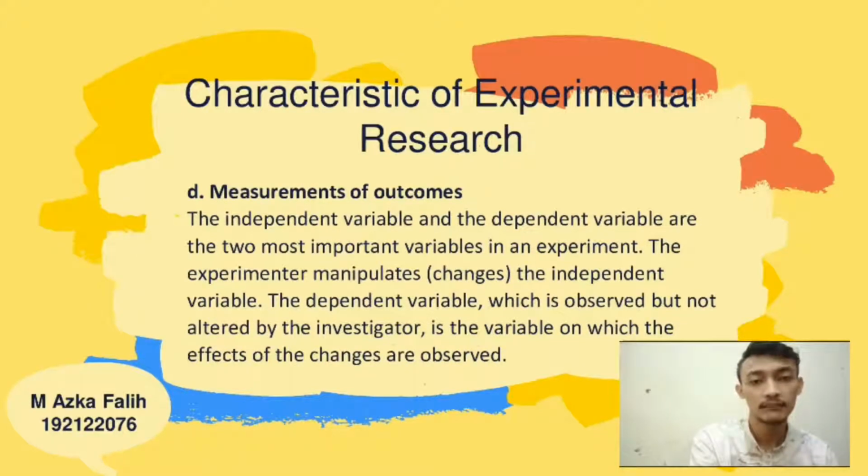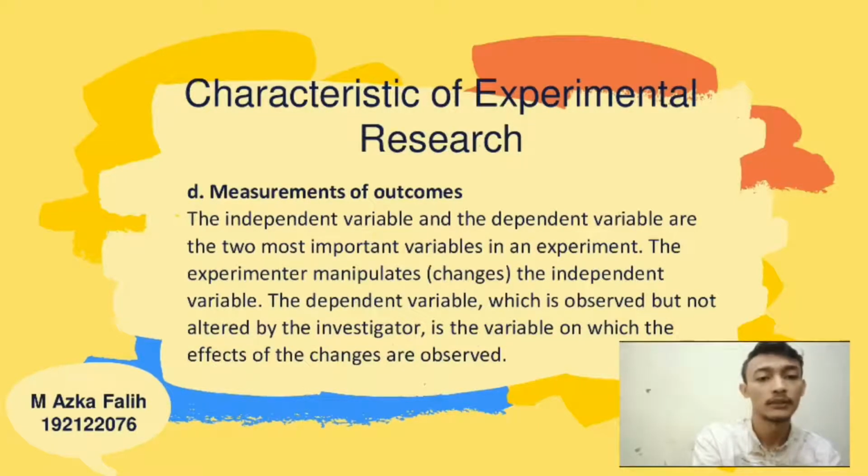And the last is measurement of outcomes. In an experiment, the two variables of major interest are the independent variable and the dependent variable. The independent variable is manipulated or changed by the experimenter, and the variable on which the effect of the change is observed is called the dependent variable, which is observed but not manipulated by the experimenter.